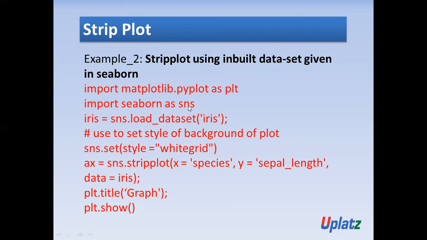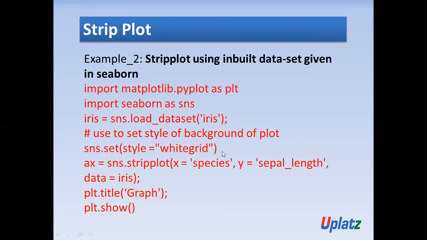So see here, we import seaborn as SNS, so write SNS.set and then style is equal to white grid. This means I would like to have my plot with the background as white grid color. Okay, it's optional. If you want to use it, you can use it. Otherwise, it's up to you.